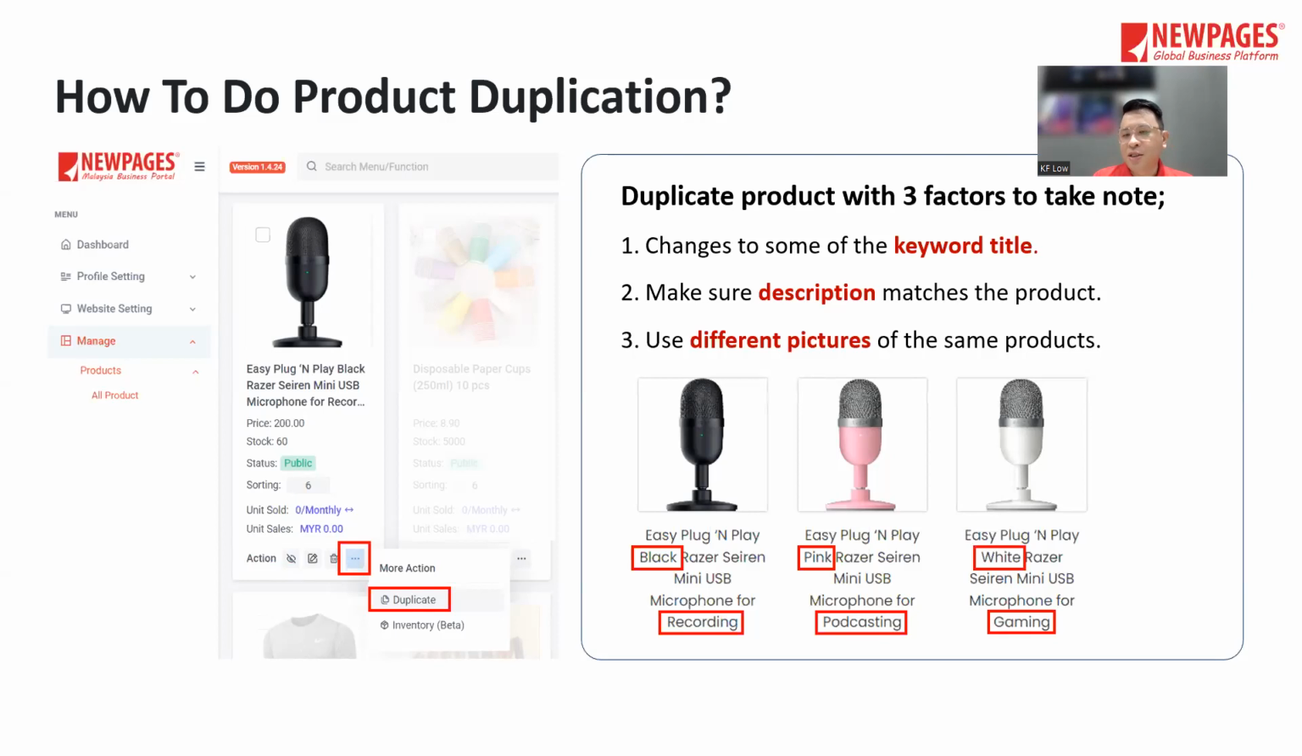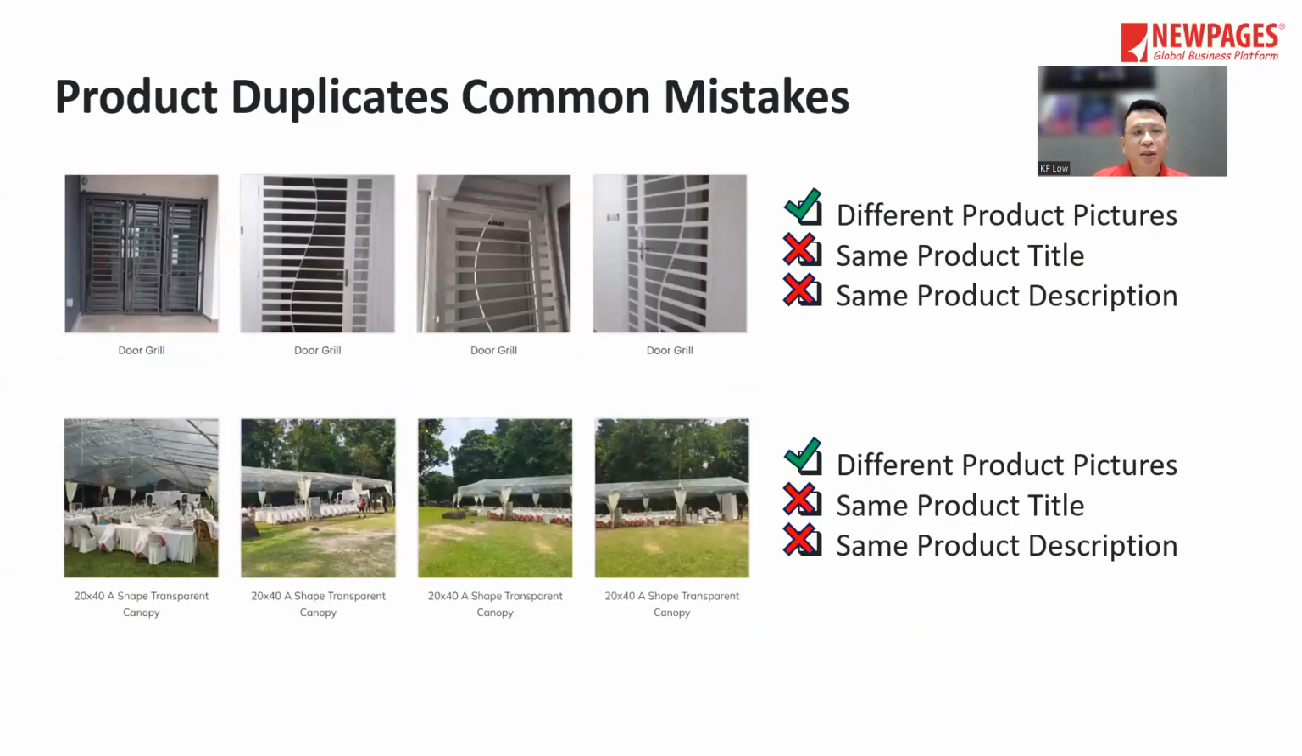Even though we know that this product is suitable for all the key features like recording, podcasting, and gaming, and you can't stop people from how they want to use it, when you want to present it, try to use different keywords. You don't have to change entirely, just 1 or 2 keywords. That's great enough really. Then here I also want to share with you all the duplicates with common mistakes.